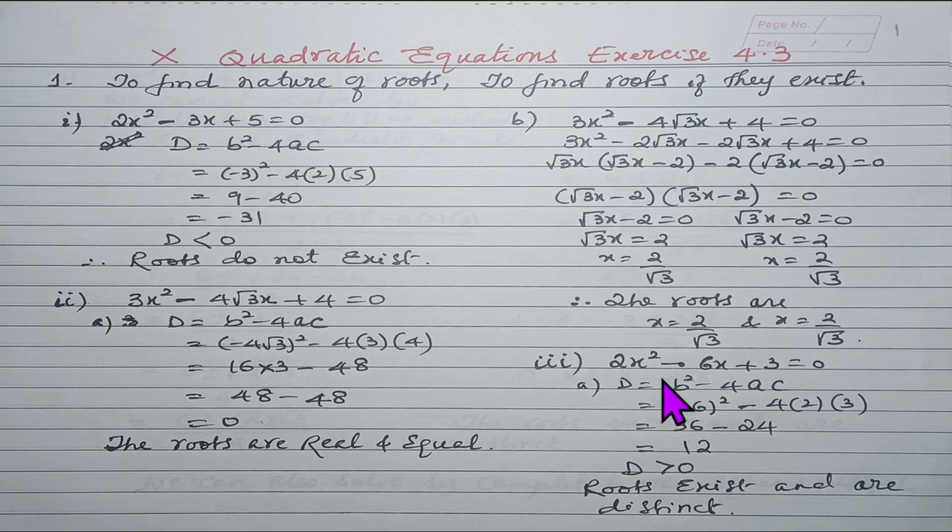Now the next example is 2x square minus 6x plus 3 equal to 0. Again the value of D is b square minus 4ac, and that is (minus 6) whole square minus 4 into 2 into 3, and that is 36 minus 24, that is equal to 12. That means the value of D is greater than 0, and you know that when the value of D is greater than 0, the roots are real and they exist and are distinct.